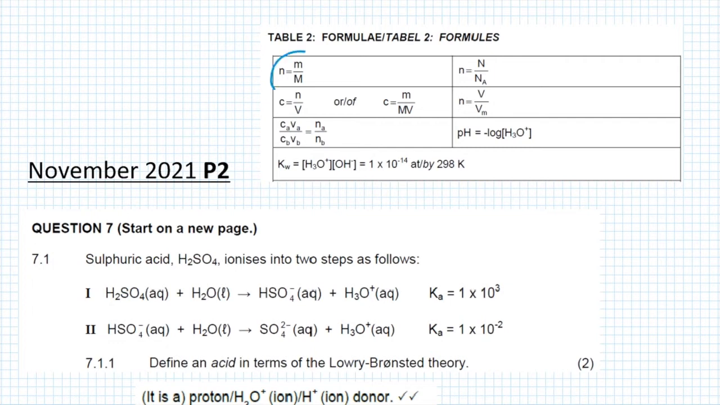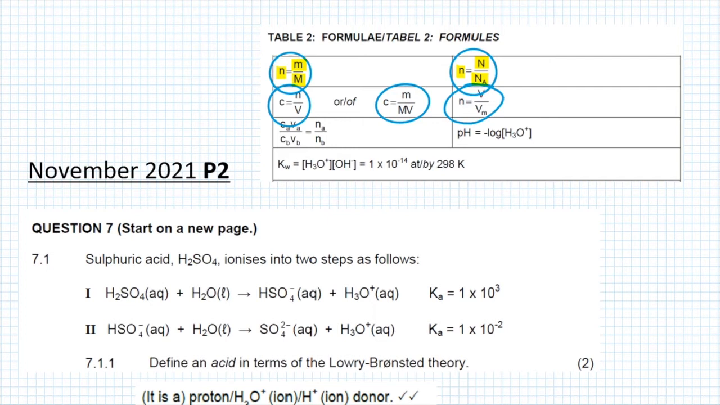The first 5 formulae you should already know from grade 10. We know that n, small n, is for number of moles, measured in moles. m is for mass measured in grams. Capital M is for molar mass measured in grams per mole. On the right hand side, we have number of moles as well. Capital N is for number of particles, and Na stands for Avogadro's number, which you actually don't need to know off by heart because it is in table 1, the table of physical constants.